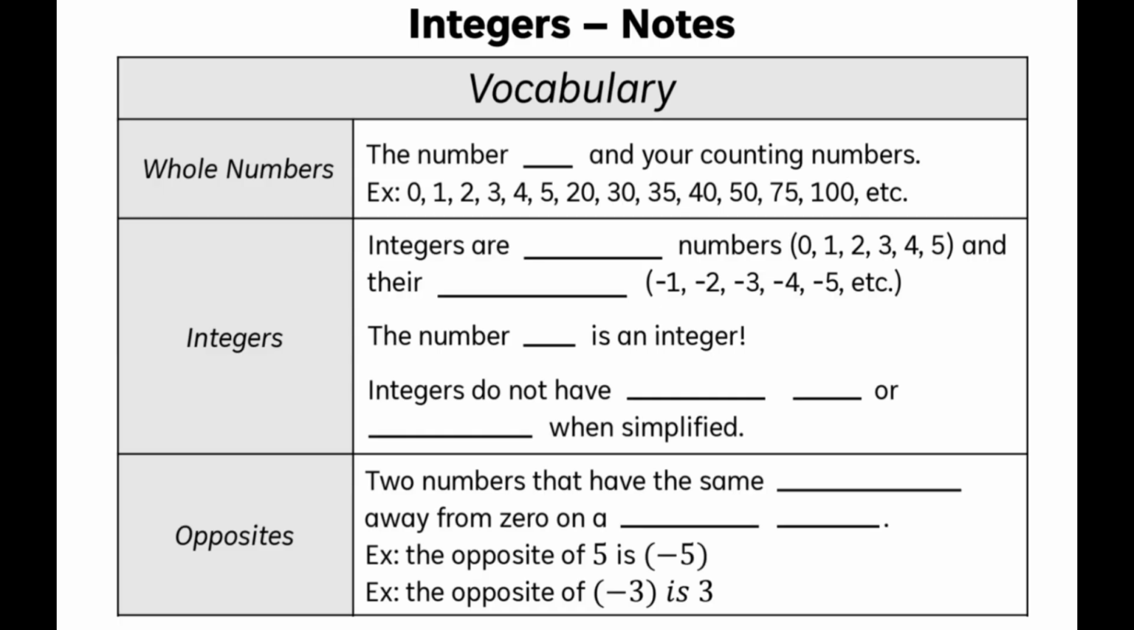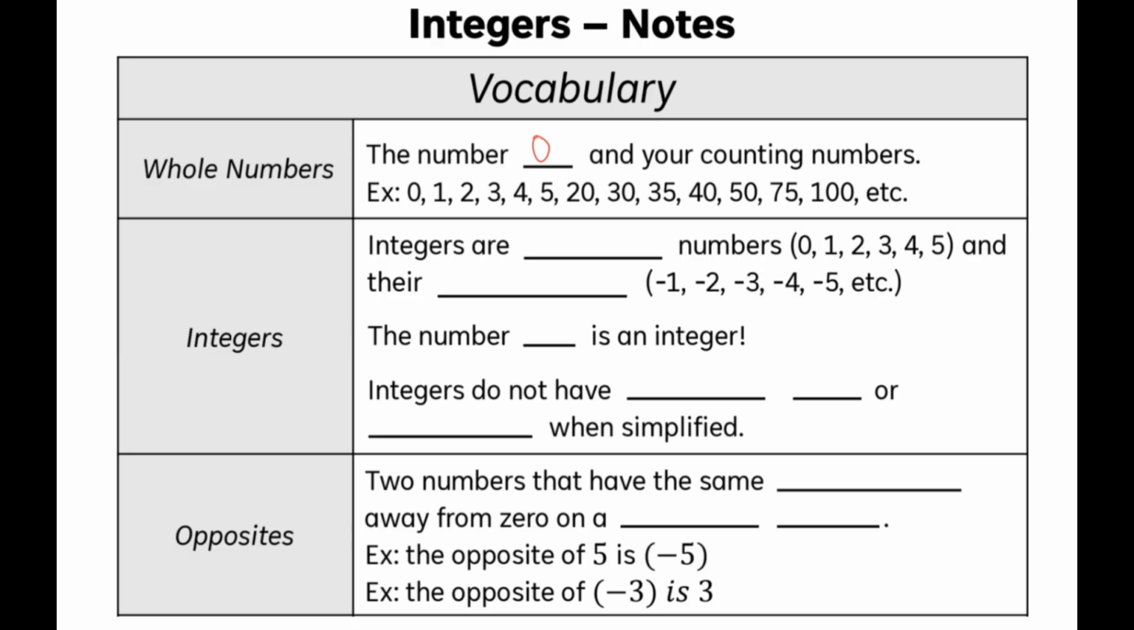Whole numbers are the number 0 and your counting numbers. Your counting numbers are 1, 2, 3, 4, 5, 6, 7, 8, 9, 10, 11, 12. Those are your counting numbers. But the definition of whole numbers starts at 0. So it's 0 and then your counting numbers.